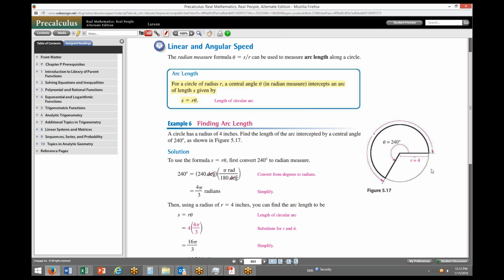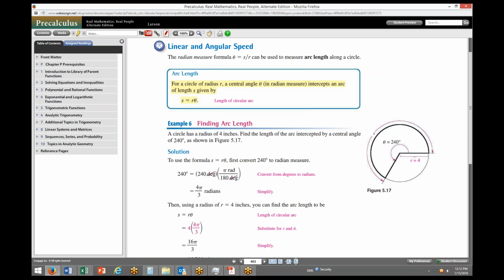And here's a diagram illustrating this. Here's a circle with radius of 4. We have a 240-degree angle, which is not in radians, but we want to find the length of this portion of the circle, this arc length s, that exactly wraps around the circle just as far as this 240-degree angle does. Okay, so to find that arc length using our formula, s equals r theta, the first thing we have to do is convert the angle measure into radians. So, step 1, take the measure of the angle given to us, 240 degrees, and convert that to radians.